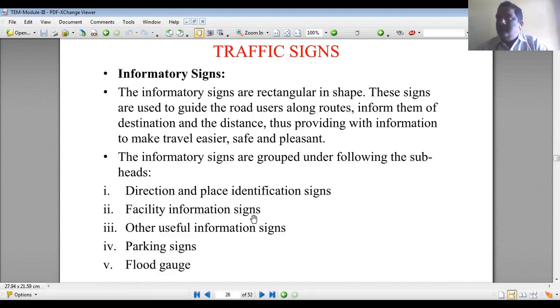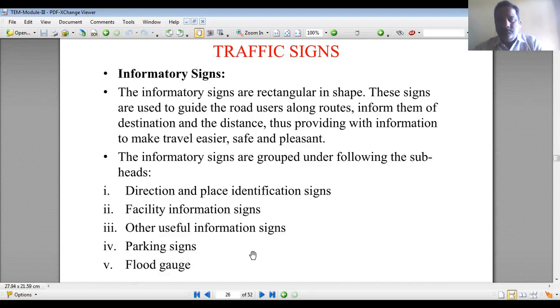That also will be mentioned. That means facilities like petrol pumps, hospitals, restaurants, etc. The information will be given to the road users in the form of rectangular shaped signboards. Next, other useful information signs are also given: parking signs and flood gauge.